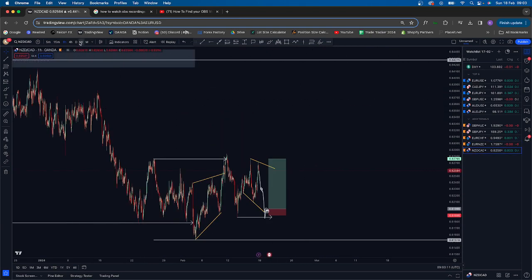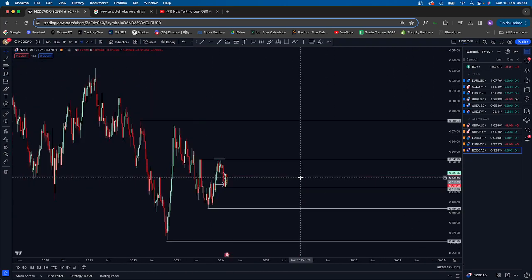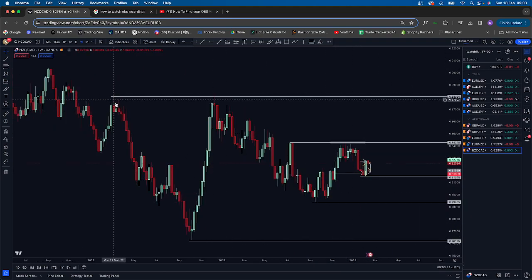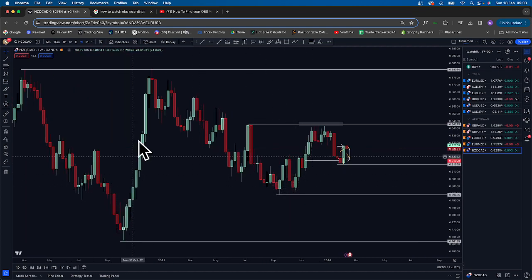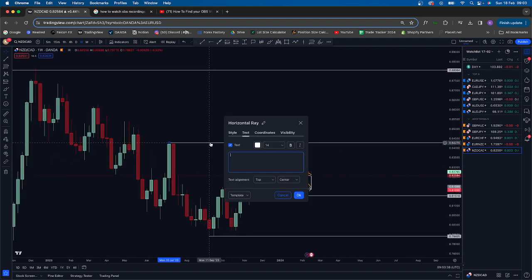Last but not least, we've got Kiwi CAD. Okay, let's have a look at the weekly. Okay, so price pushed down impulsively, impulse correction continuation. We had an impulsive push up, and then correctively price came down, traced back about 70% of this move. We've got the inflection point here.